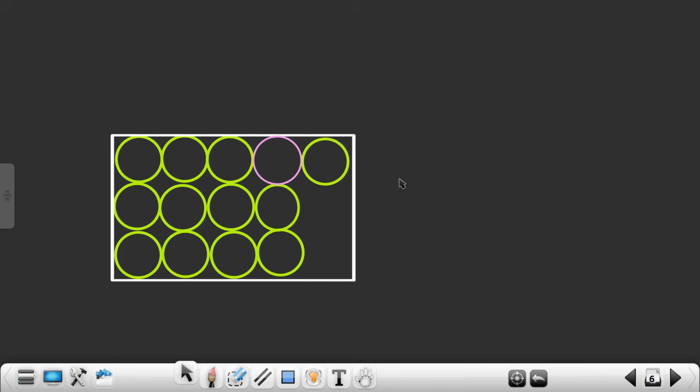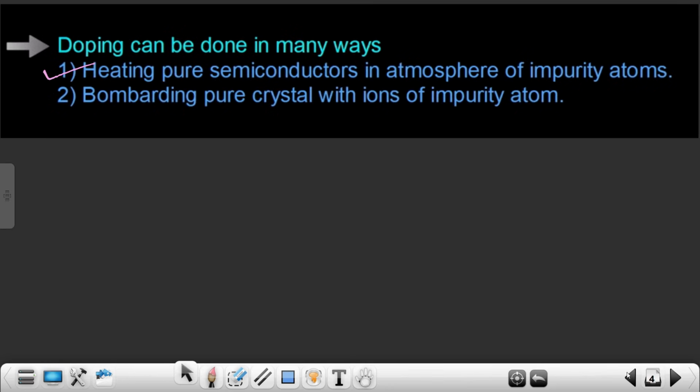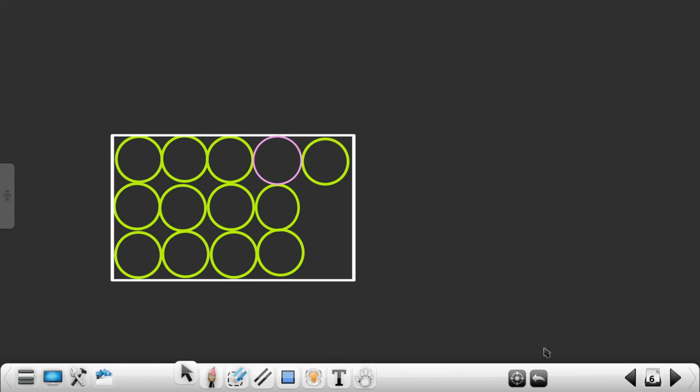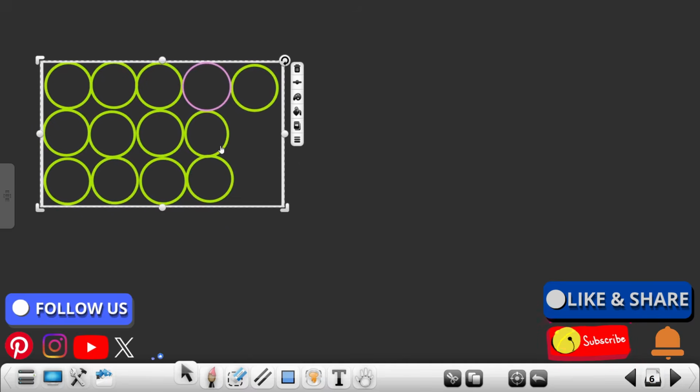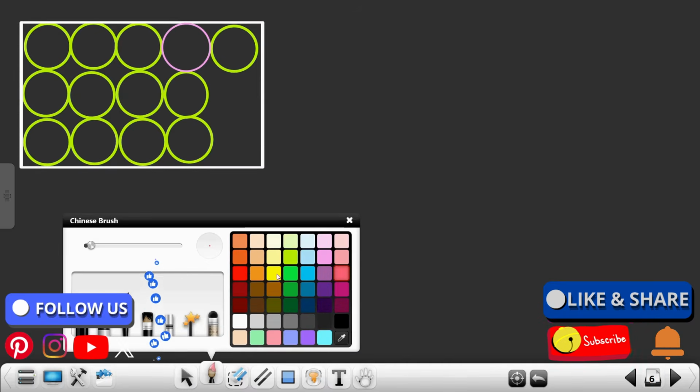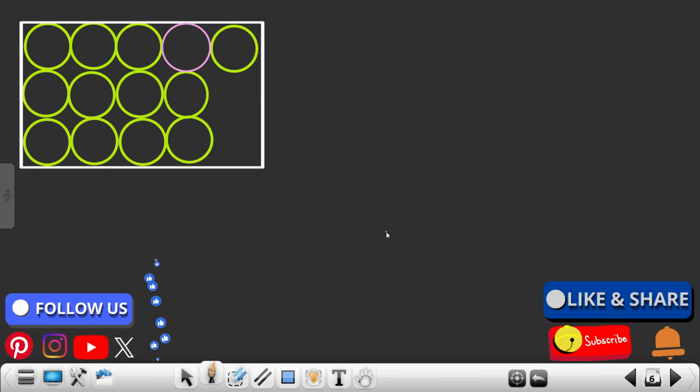of doping, with the very first step, that is due to heating, right? Heating pure semiconductor in an atmosphere of impurity atom. So this was the very first step. So let me just write the point so that whenever you refer to my PDF, it would be pretty easy for you to understand and to deduce certain things out of it. Okay, so let me just write the very first point, let me select one color. Yeah, I'll just write over here the very first point.